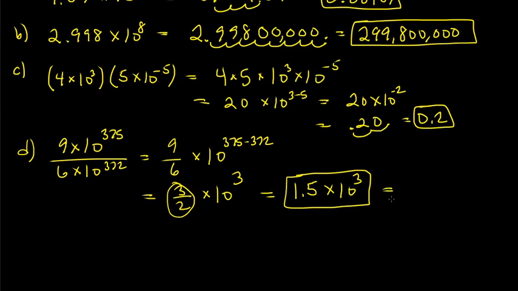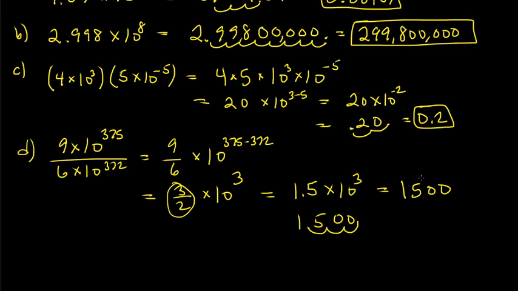So take the 1.5 and just move the decimal 3 spaces. We want a bigger number, so 3 spaces to the right. 1, 2, 3. So this will be 1,500.